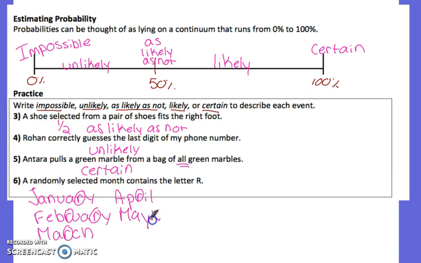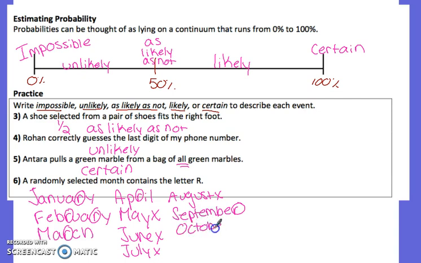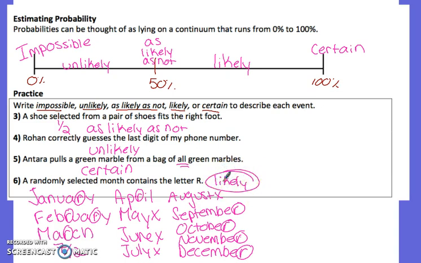May, nope. June, nope. July, nope. August, nope. September, that has an R. October, that has an R. November, that has an R. And December, that has an R. So 1, 2, 3, 4, 5, 6, 7 out of the 12 that have R's. So I would say that this is likely as my answer.